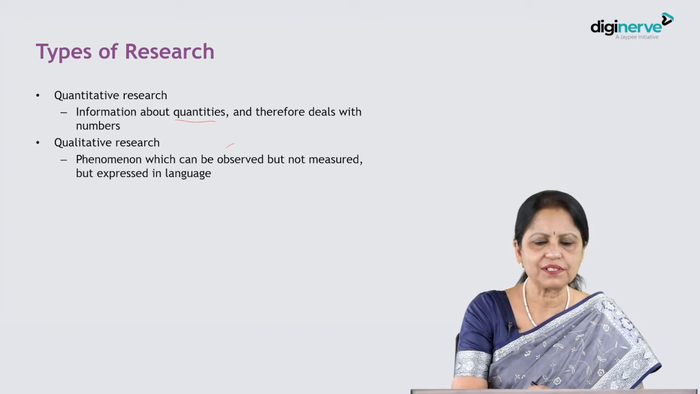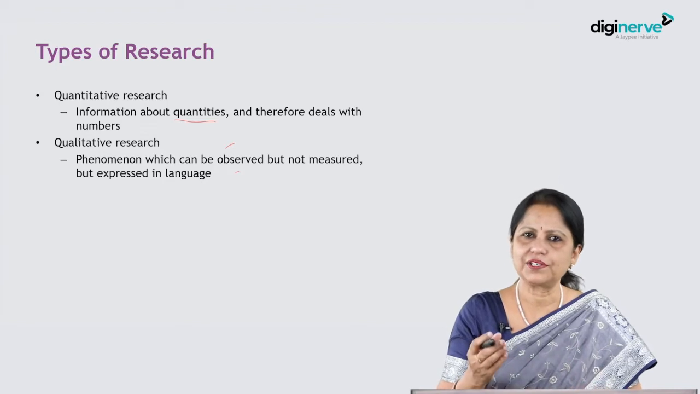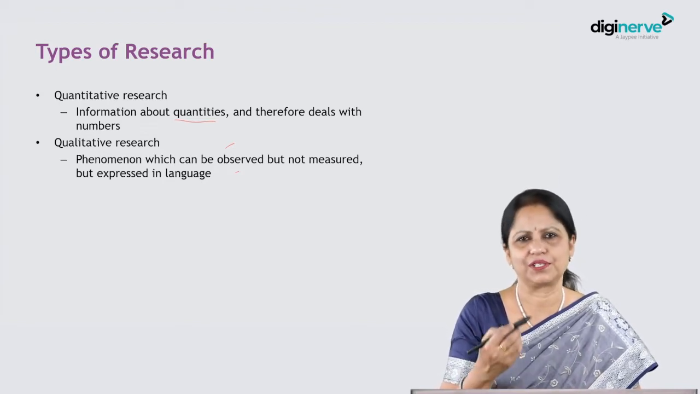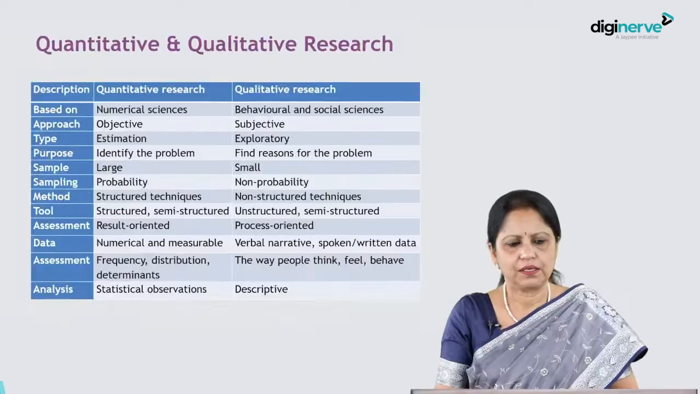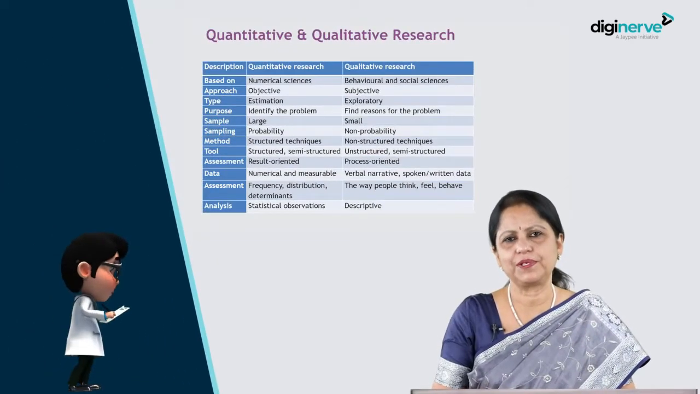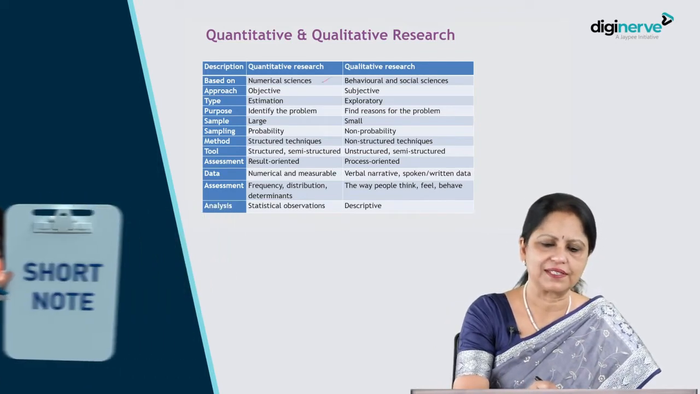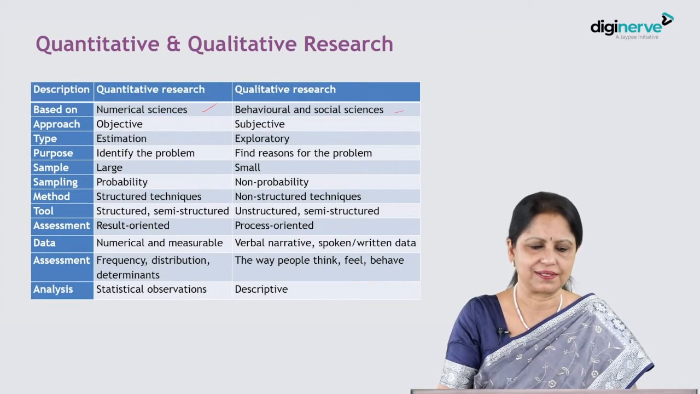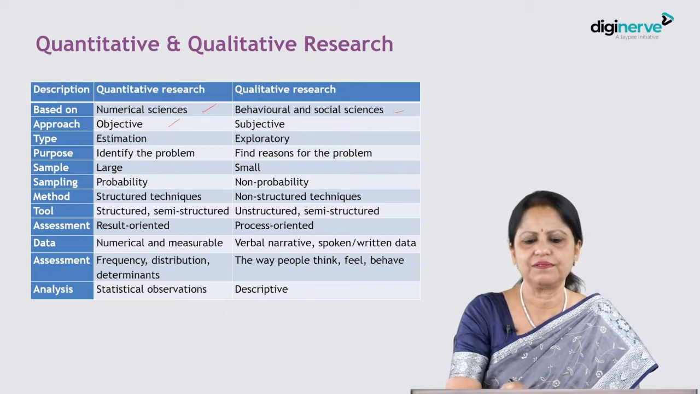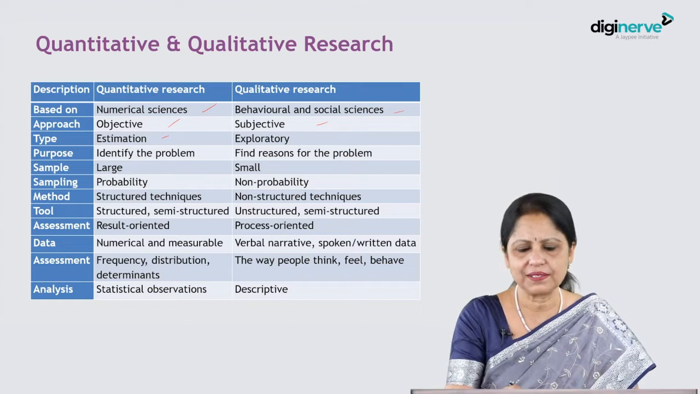While qualitative research deals with phenomena that can be observed but cannot be measured, that can be described only in language, in words, etc. So that gives us an insight into people's behavior, why people behave in the way they do. So these are the differences between qualitative and quantitative research. Quantitative is based on numerical sciences, as I told you, and qualitative is based on behavioral and social sciences. Quantitative is objective, this is subjective; this one is estimation of the problem, and this is exploratory.